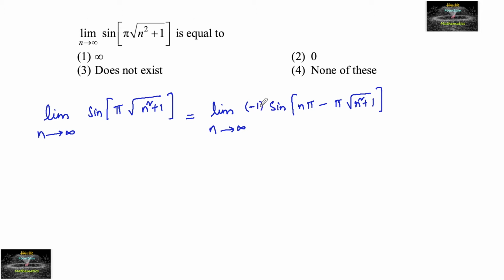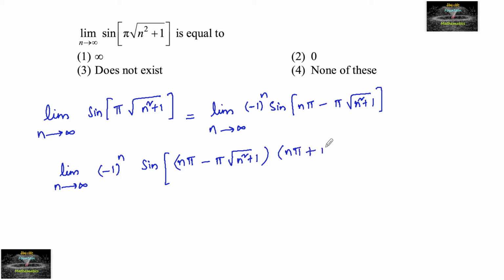so I will write minus 1 whole to the power of n, which is equal to limit n tends to infinity, minus 1 whole to the power of n, sine of n pi minus pi root over n square plus 1, into n pi plus pi times root over n square plus 1, upon n pi plus pi times root over n square plus 1, by rationalization.